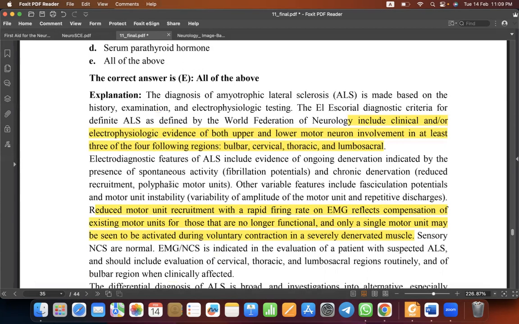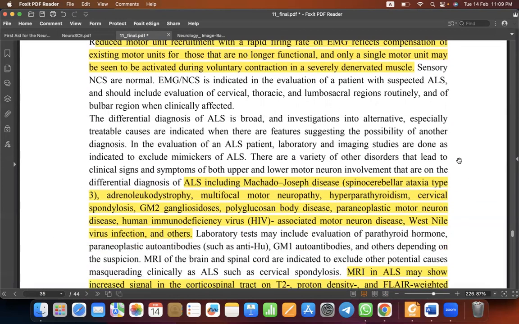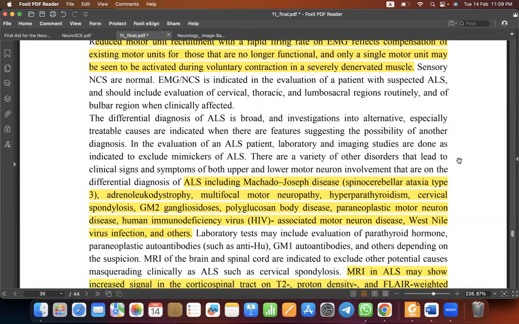There could be electrodiagnostic features as well. Whenever we want to do an EMG or NCS, we should look for some findings: reduced motor recruitment with rapid firing in EMG, and some spontaneous activity with chronic denervation. These are the ongoing changes in ALS, right? Sensory NCS is normal. The NCS EMG evaluation of suspected ALS should be done. The differential of ALS could be very broad.